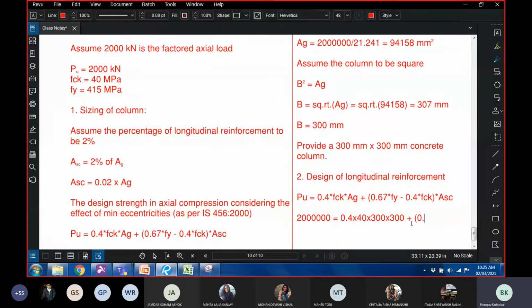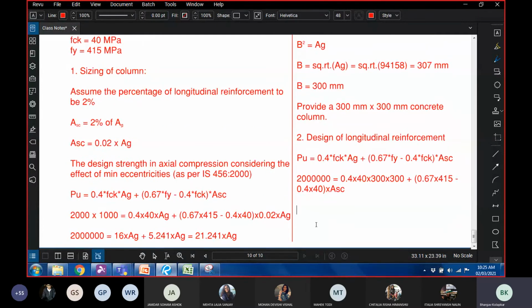So this is 0.67 times 415 minus 0.4 times 40. The only thing that we do not know in this equation is area of steel in compression. Okay, so if I quickly solve this, minus 0.4 times 40 times 300 times 300.